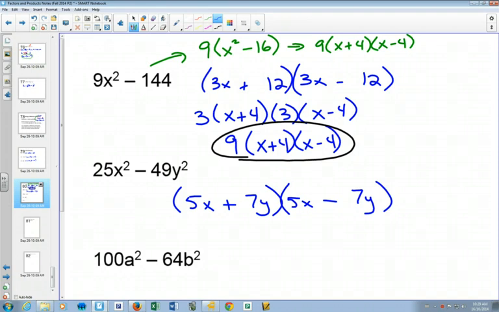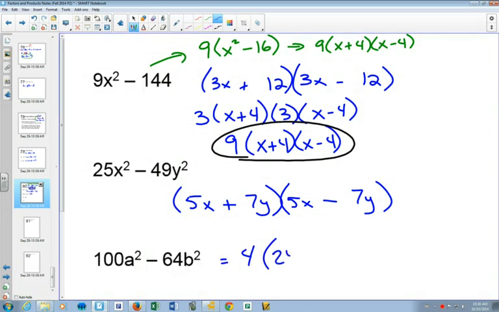Can you see a common factor in the next one? 2, 4. So you could take a 2 out. If you took a 2 out, you'd be left with 50 and 32, right? And then you'd have to take out another 2 again. So I'm just going to take out a 4 to start with.